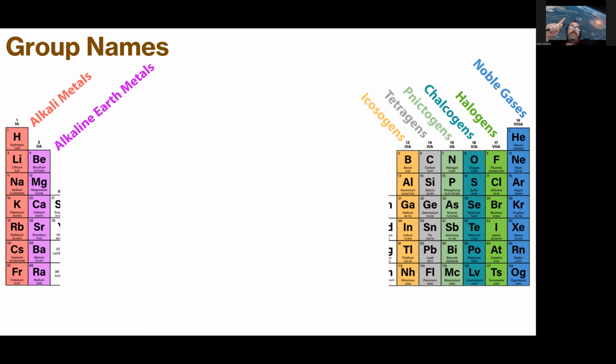Alkali metals, alkaline earth metals on the 1A, 2A, and then on the other side, we have icosagens, tetragens, pnictogens, yes, the P is silent, chalcogens, halogens, and noble gases. Some of these are much more important than the other ones. Even icosagens, tetragens, and pnictogens have fallen out of use, and no one uses those anymore. I threw them in there as a historical moment.